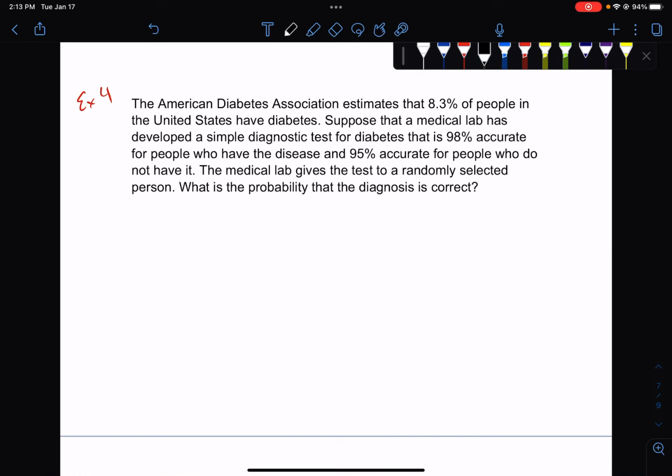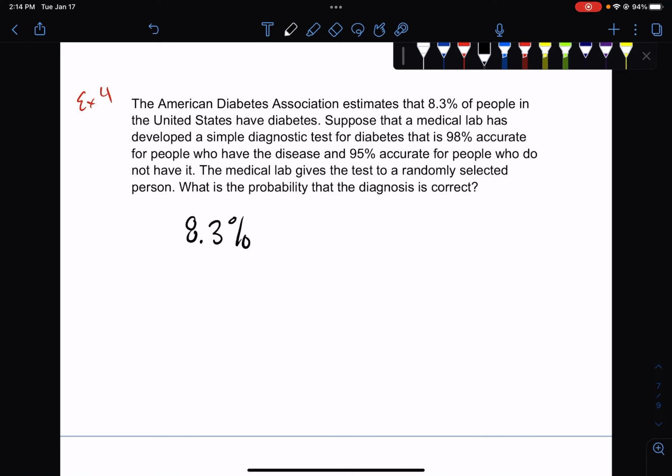Okay, last example from this homework. It's going to ask me to combine a lot of what I've learned about probability. Okay, so it's setting up a story problem, and I'm just going to start by keeping track of the information that it's giving me. It says that the American Diabetes Association estimates that 8.3% of people in the United States have diabetes. Okay, so I'm going to start right there.